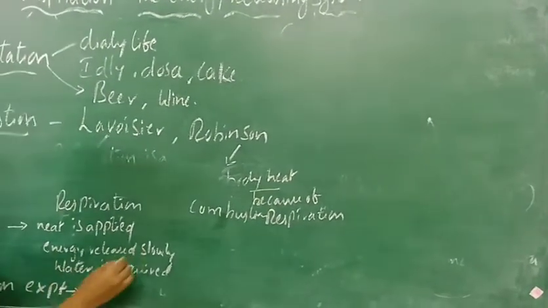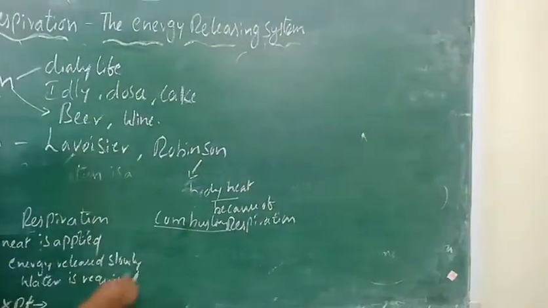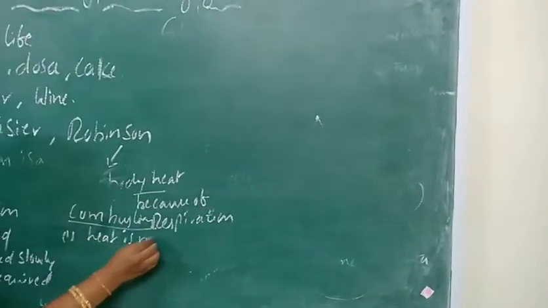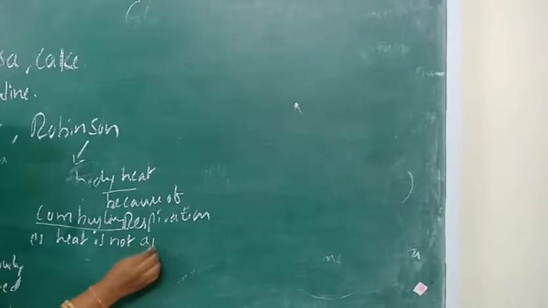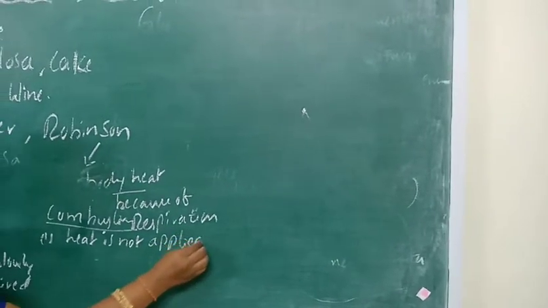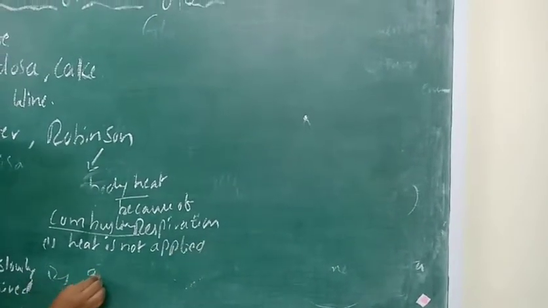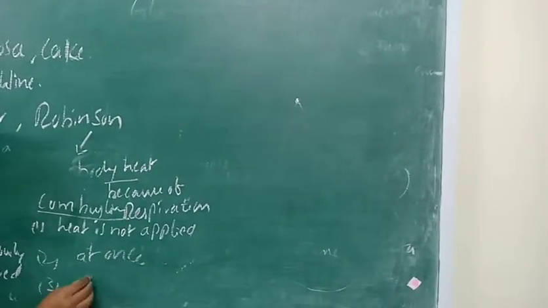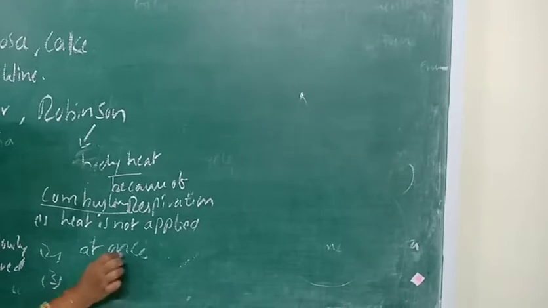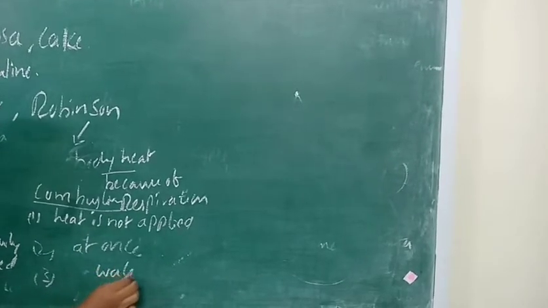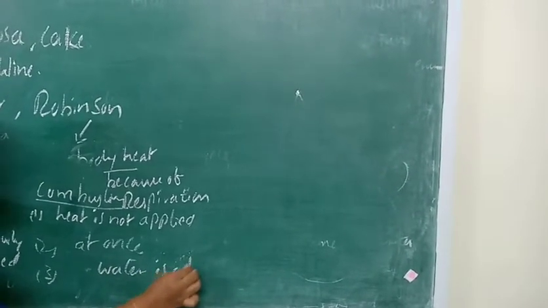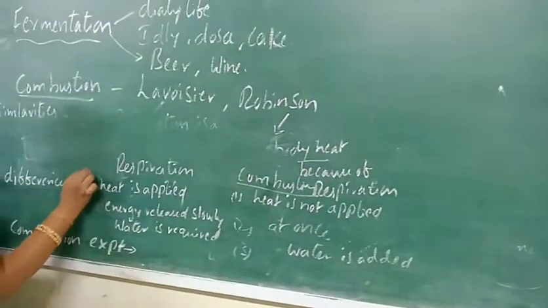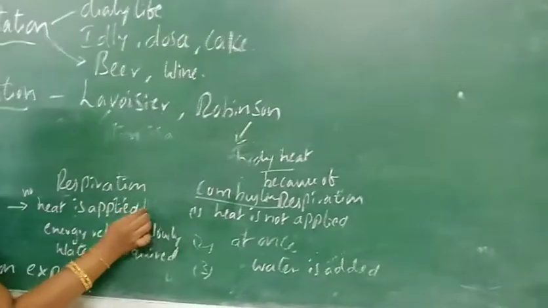So when we see the difference between respiration and combustion, in the combustion process, heat is to be applied externally to burn the sugar molecules. Here, the energy will be released at once, and the combustion process stops when water is added. When we see the respiration process, no heat is to be applied. It takes place at the body temperature.